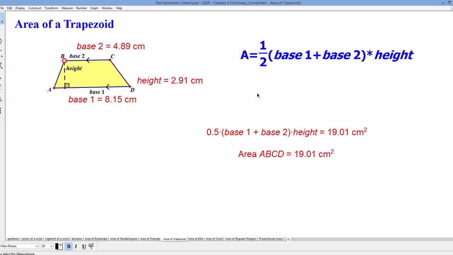Area of a trapezoid. Area of a trapezoid is going to be 1/2 base 1 plus base 2 times the height. Base 1 being one of the parallel sides, base 2 being the other parallel side. So what essentially you're doing is you're adding the parallel sides, multiplying by the distance between them. The height is the distance between the parallel sides, and then dividing by 2.